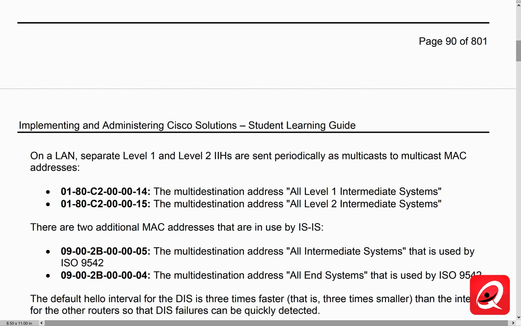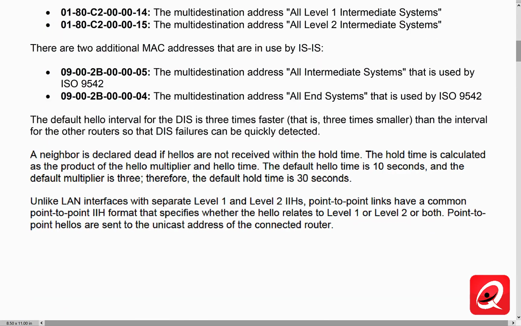All right. Unlike on a LAN where we have separate level 1 and level 2 hellos, on a point-to-point link, we only have one common point-to-point hello format that specifies whether the hello relates to level 1 or level 2 or both. The point-to-point hellos are sent as unicast instead of multicast. Okay? All right.